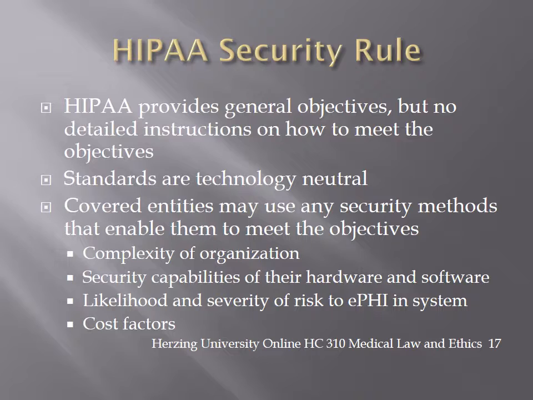The HIPAA security rule continued. HIPAA provides broad, general objectives, but no detailed instructions on how to meet those objectives. The standards are therefore technology neutral due to the rapidly changing nature of technology. Covered entities may use any security methods as long as they meet the objectives. Security methods should be based on the complexity of the organization, the security capabilities of their hardware and software, the likelihood and severity of risk to EPHI in the system, and any cost factors they might incur.